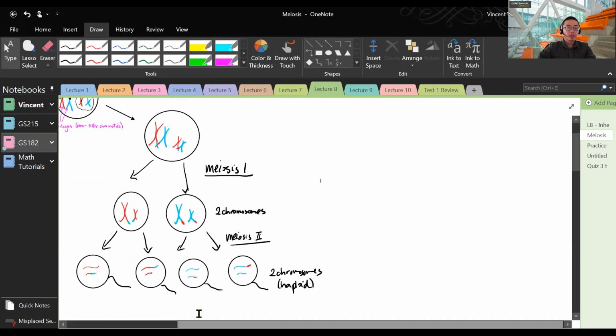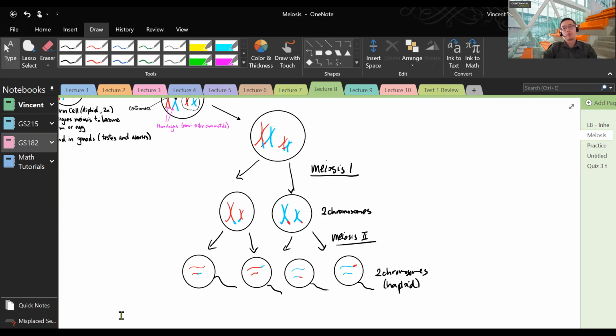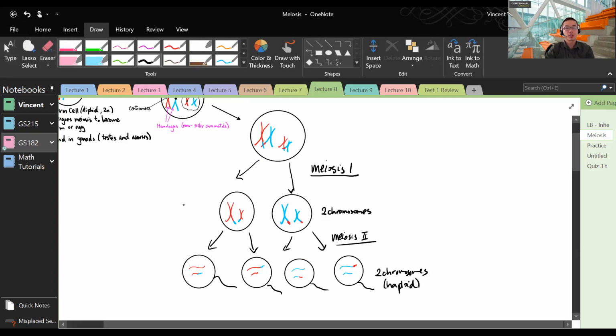There we go. Are sister chromatids also considered homologous? No. Homologous by definition is the one from maternal and the one from paternal. Sister chromatids are genetically identical, so not homologous. All right, so there you go.